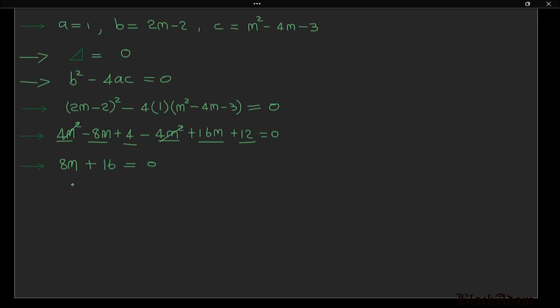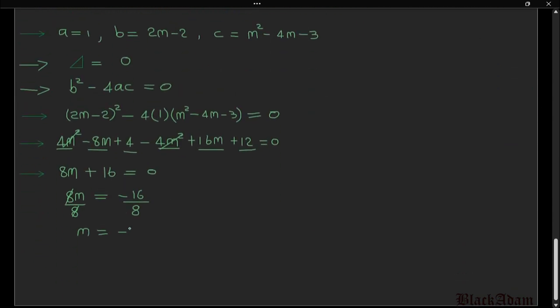So from there we're going to say 8m is equal to negative 16, so we divide both sides by 8. So m is equal to negative 16 divided by 8, which is negative 2. So m is negative 2, and that's our final answer.